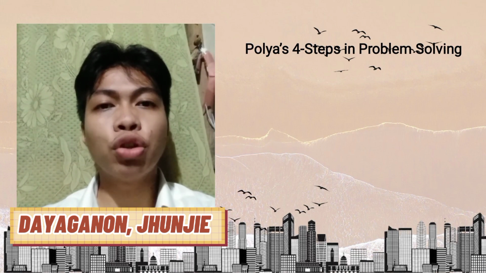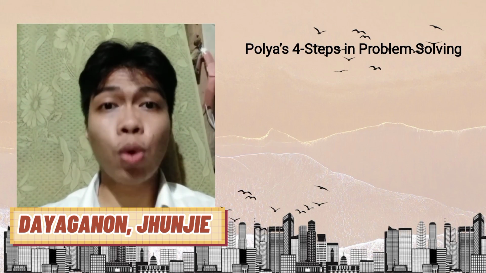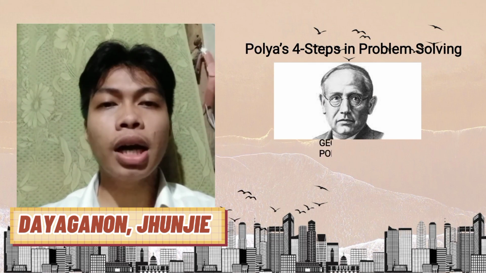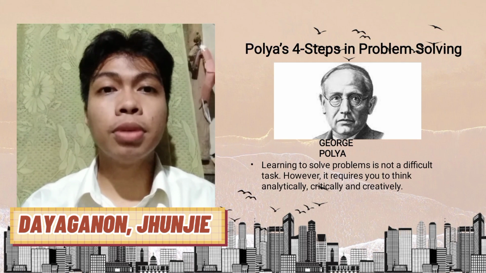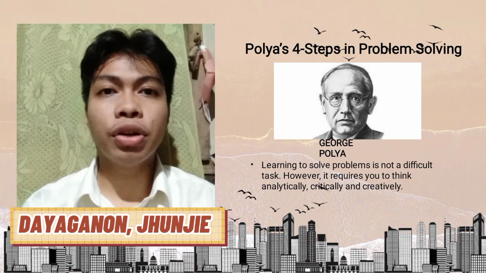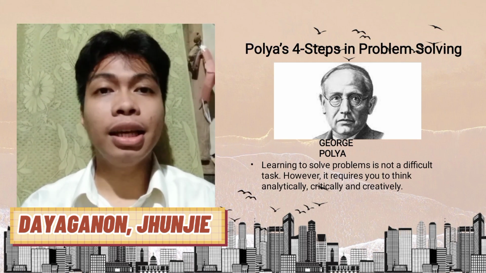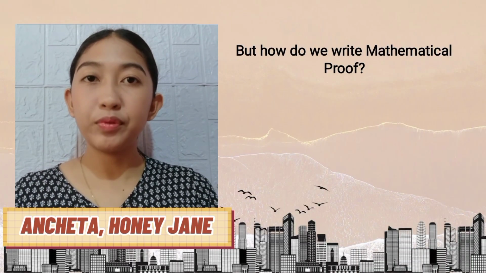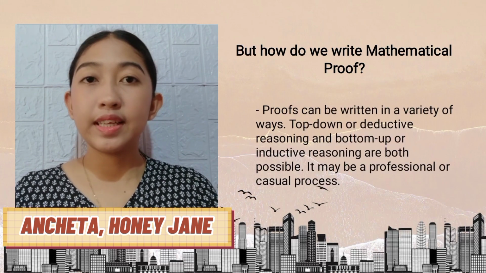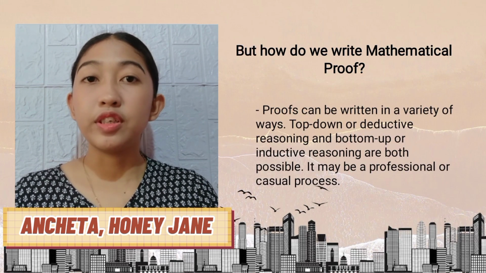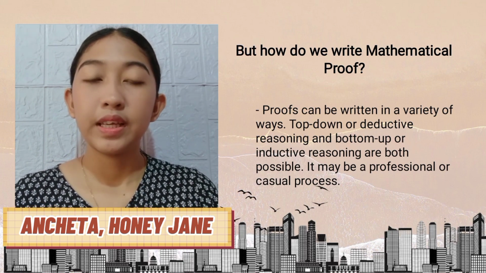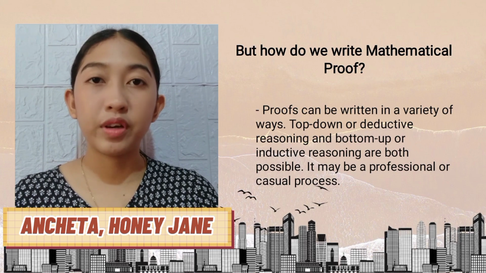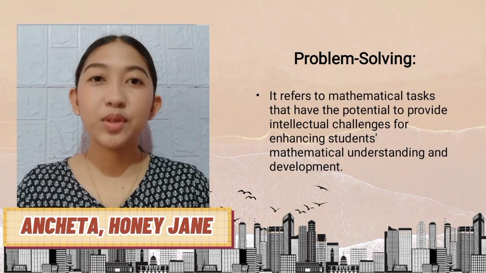Polya's four steps in problem solving. Nearly 100 years ago, a man named George Polya designed a four-step method to solve all kinds of problems. Learning to solve problems is not a difficult task. However, it requires you to think analytically, critically, and creatively. But how do we write a mathematical proof? Proofs can be written in a variety of ways. Top-down or deductive reasoning and bottom-up or inductive reasoning are both possible. It may be a professional or casual process. Problem solving.